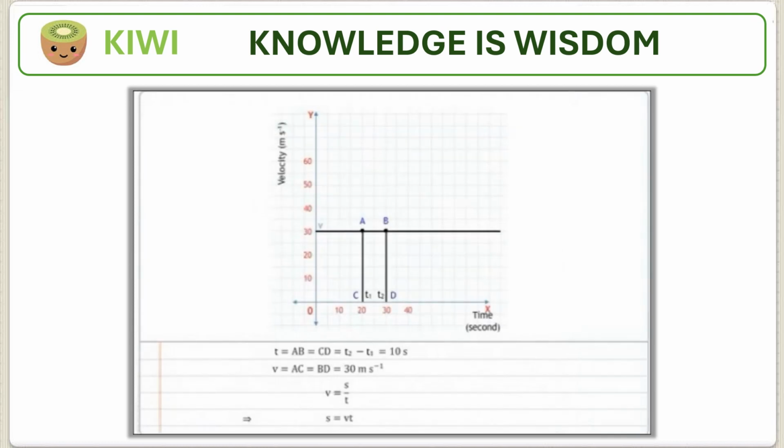By definition, the velocity of an object is the ratio of displacement to time. Therefore, we can say that displacement is the product of velocity and time taken.